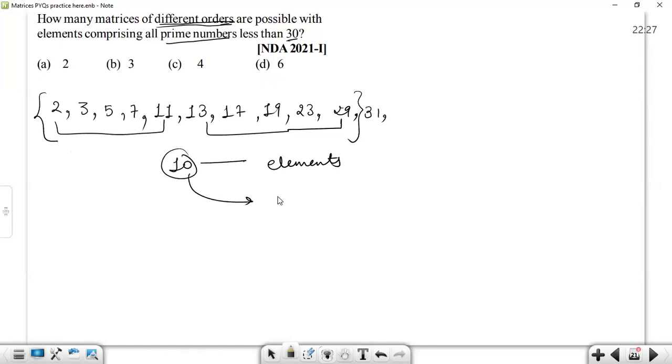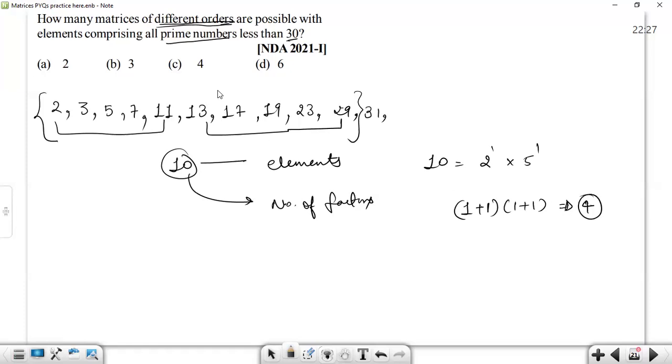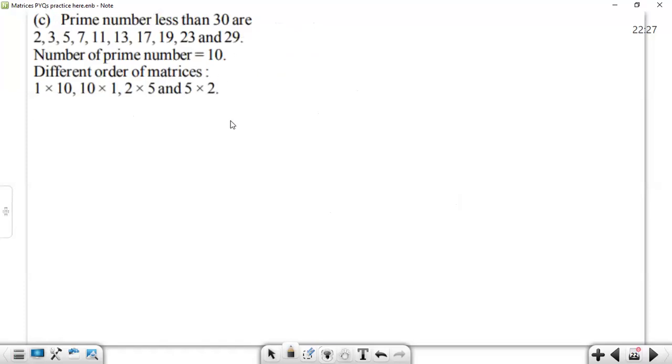We have to find the number of orders. We have discussed that we will simply find the number of factors. So let's prime factorize 10: 2 into 5, each to the power 1. To find the number of factors, we add 1 to each power and multiply. So 2 into 2 becomes 4. Yes, correct. There are 10 elements, so the orders are 1 into 10, 10 into 1, 2 into 5, or 5 into 2. These are 4 possible options.